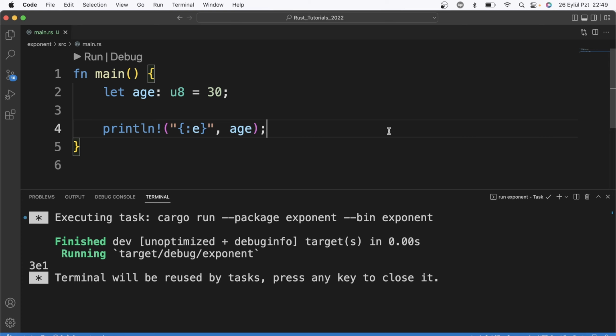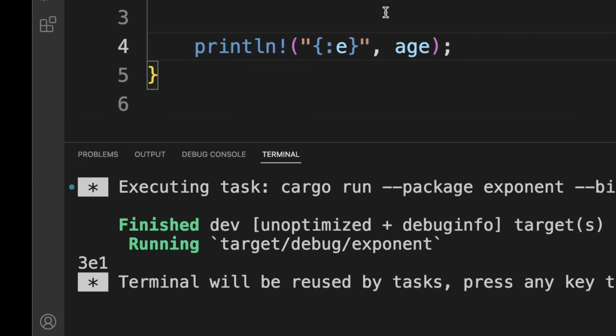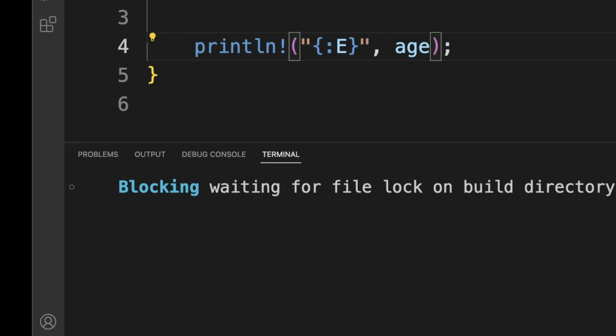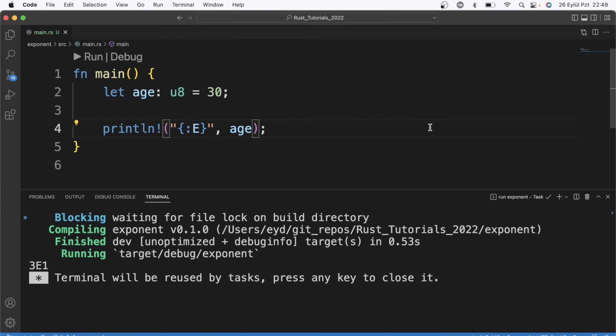We can also capitalize the output by using the capital letter E. Look, this time it shows the letter E capitalized. As a result, we can show all numbers shorter with the base 10 exponent notation.